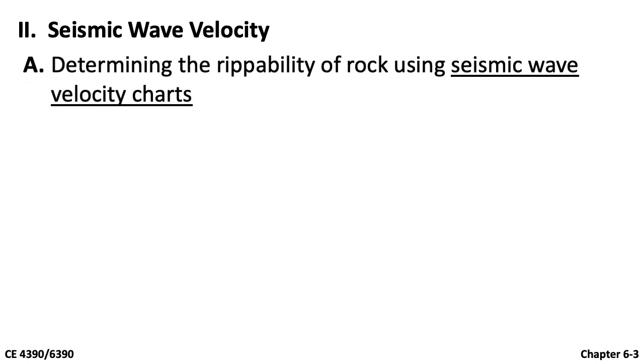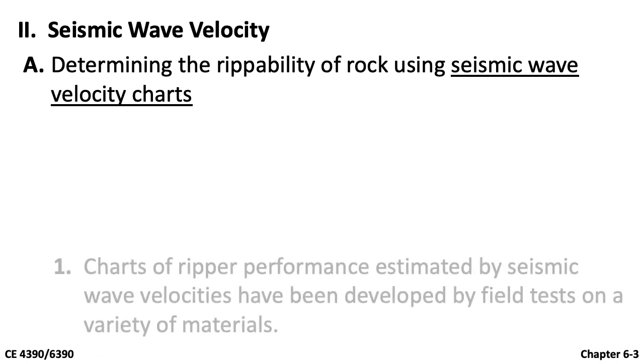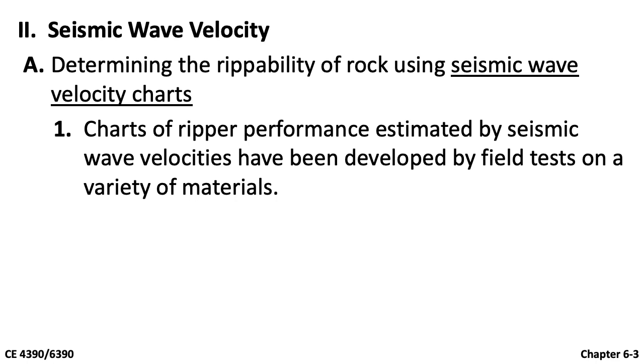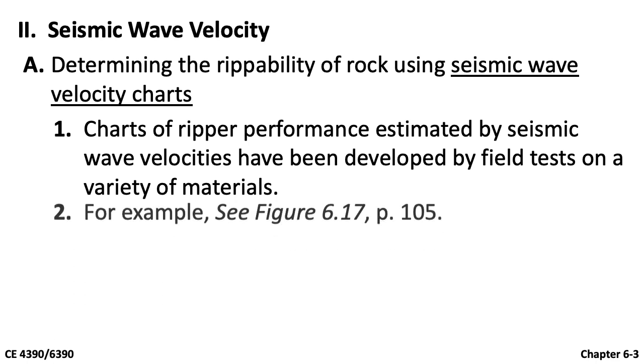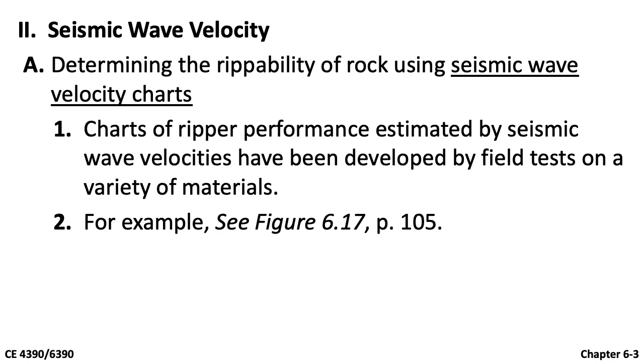Section 2. Seismic wave velocity. The rippability of rock is typically measured by the seismic wave velocity of the material, which can be calculated using charts. Various performance charts have been developed by field tests on a variety of materials. You can see figure 6.17, page 105, in your textbook for an example of seismic wave velocity charts.